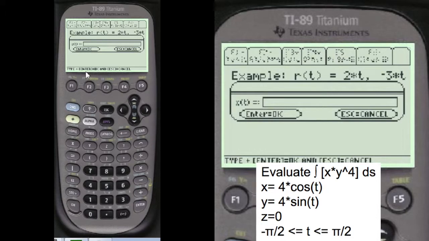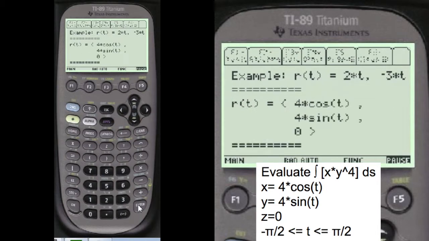We're going to do alpha before you enter anything into these entry lines here. Alpha, 4 times secant cosine of t. Alpha, 4 times secant sine of t. And when they don't give you the z, you just put 0 in, alpha 0.